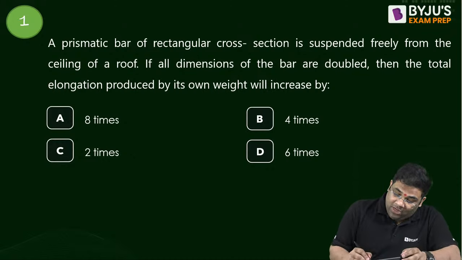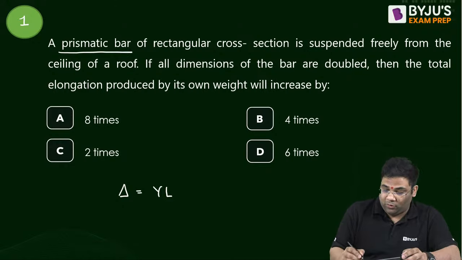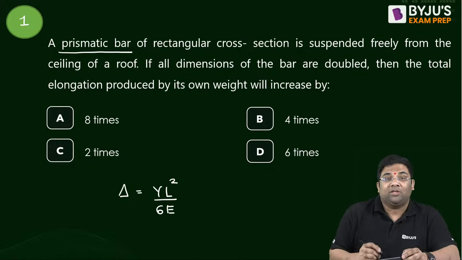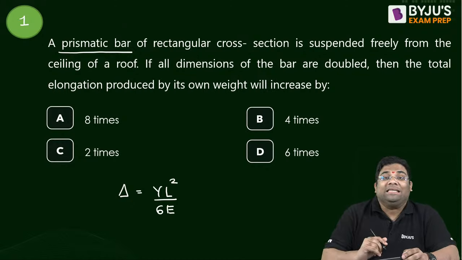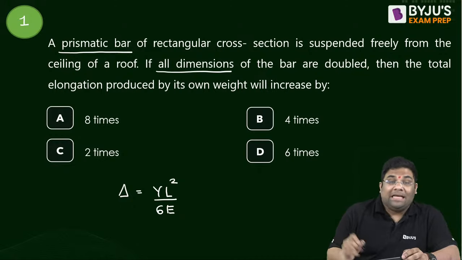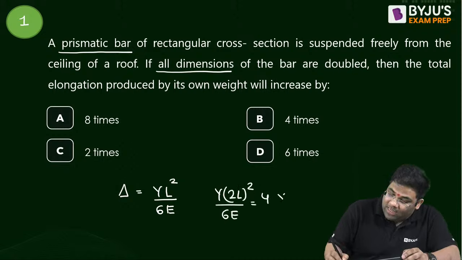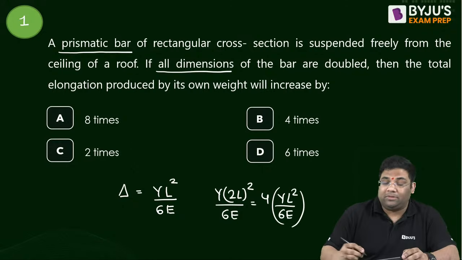Okay. The formula for deformation due to self weight is what? For a prismatic bar, meaning the same cross section, it is gamma L square by 6E. So all dimensions are doubled, so the length is also doubled. So the length will become 2L. So this becomes gamma (2L) square by 6E, that is 4 gamma L square by 6E. So it becomes 4 times.